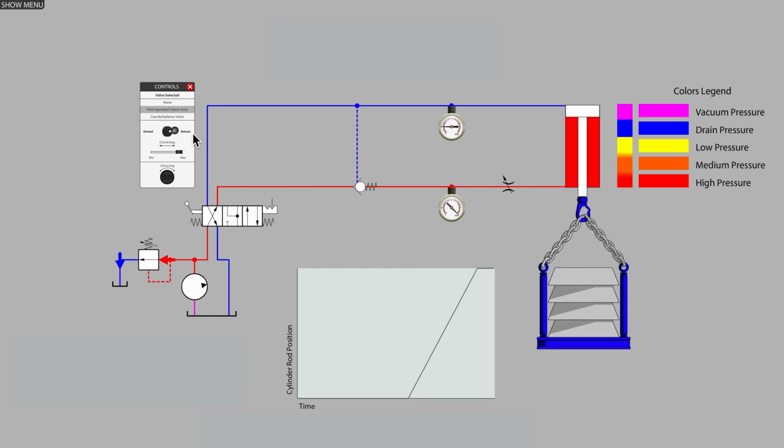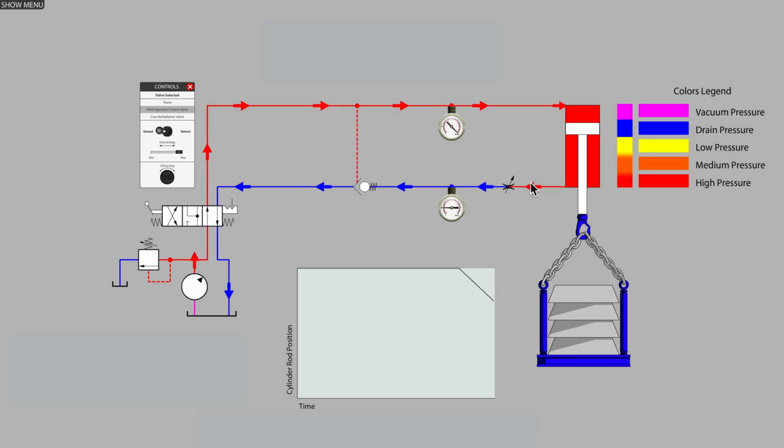To solve the uneven motion problem, a needle valve has been installed in the lower cylinder line. Let's adjust the needle valve to create restriction and see what happens as the cylinder extends this time.